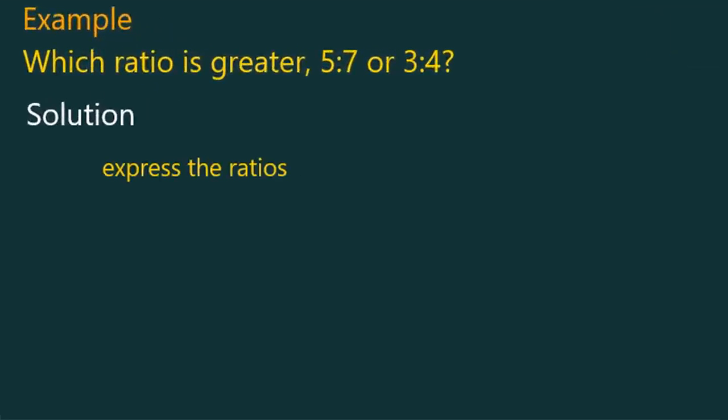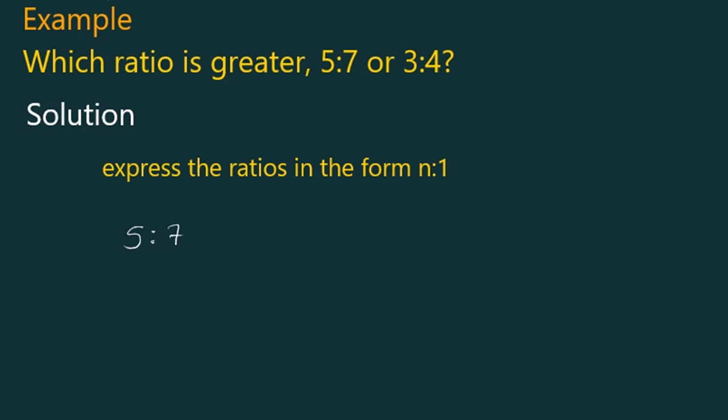For example, let's say we wanted to compare two ratios. Which ratio is greater, 5:7 or 3:4? What we've been learning will help us to determine which ratio is greater. So with our 5:7 ratio, or 3:4, we express them in the form n:1. Doing so will help us to find which one is greater.